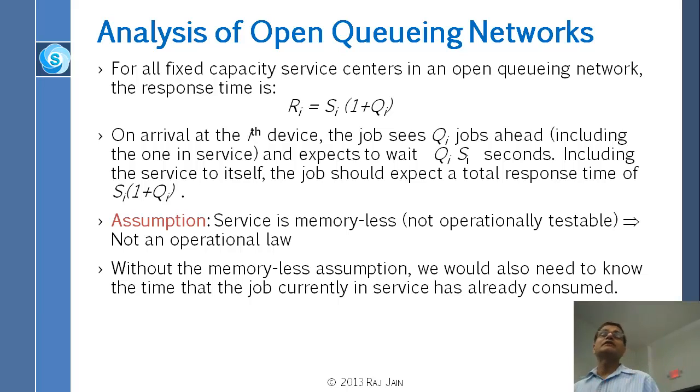One of the things about the operational laws was that you can test them. The test was very simple, just input equal to output. But we didn't assume anything else. But here we are assuming memoryless service, so we are assuming exponentially distributed service times. Without the memoryless assumption, we also need to know the time the job currently in service has already consumed. Because if the job came in, it not only needs to know that there are 5 people ahead of it in the queue, it also needs to know how long the first person, the one being served, has been in service.